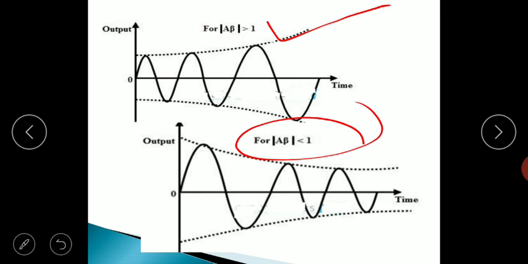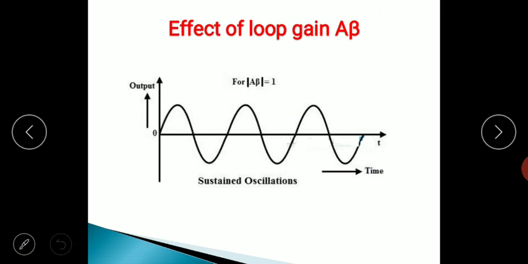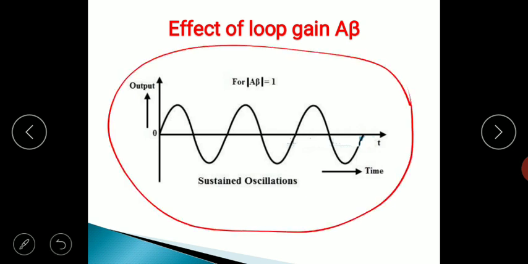So normally in an oscillator, initially the value of A beta is made slightly greater than 1 to generate the oscillations easily, and then the value of A beta is adjusted to unity so that we get the sustained oscillation after satisfying the Barkhausen criteria. So that is about the effect of loop gain A beta on the oscillation. We are interested in getting these kinds of oscillations from the oscillator, and that is possible by satisfying the Barkhausen criteria. So in this class we have discussed the basics about the oscillator.